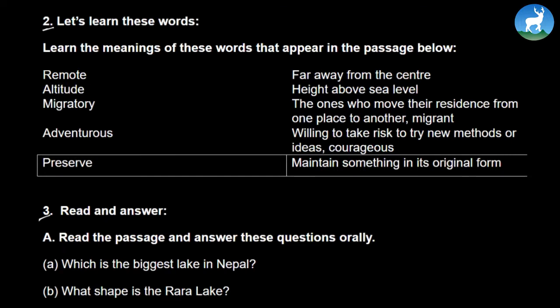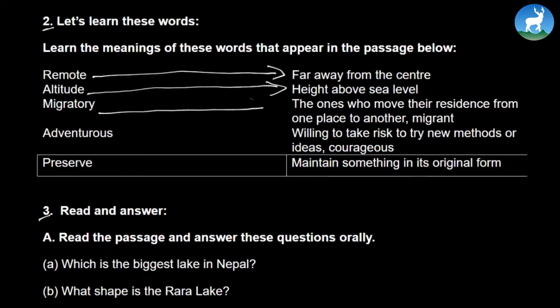Now, look at this particular word, remote. It means far away from the center, somewhere far away. That's remote. Altitude. Height above sea level is what we call altitude. Migratory. The ones who move their residence from one place to another. Migrant. Right? Migrant or migrants are what we call migratory. The ones who move their residence from one place to another.